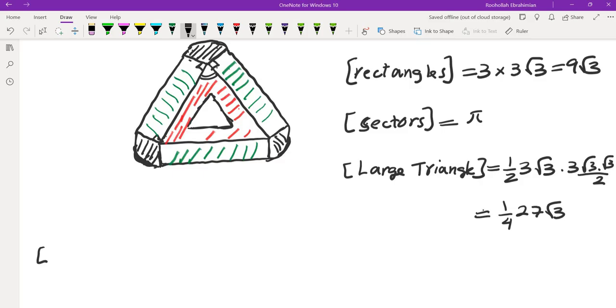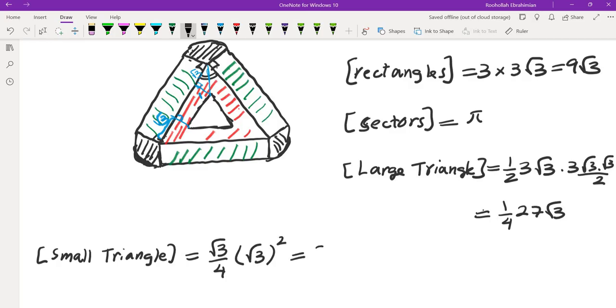And for the area of the small triangle, we'll have to find the side length. Similar to what we had here, but we have to just find the side length. We know that this distance is 1, the perpendicular distance is 1, which means this one is root 3, and this one is also root 3, so the side length is root 3. So root 3 over 4 times the side length squared, which is 3 root 3 over 4.